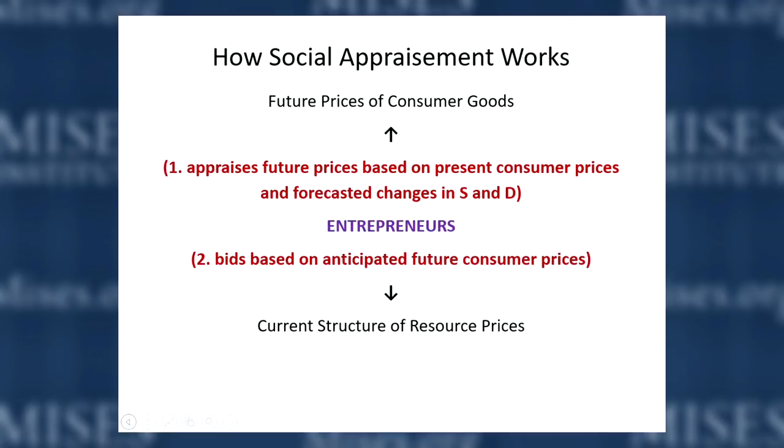And so you make a judgment based on what consumers are buying today. The product might not be in existence today, okay? But yet, you need the resources to begin building the product today. So based on what you believe the prices to be of consumer goods in the future, the entrepreneurs then bid against one another, okay, because they're all looking to produce different things, for the resources today. And so that determines the structure of prices.